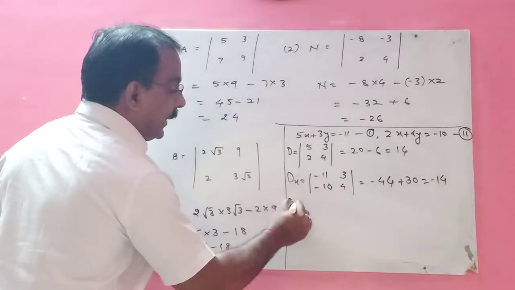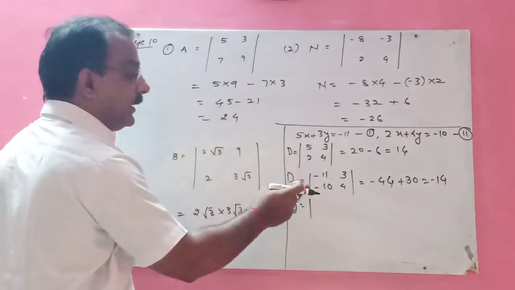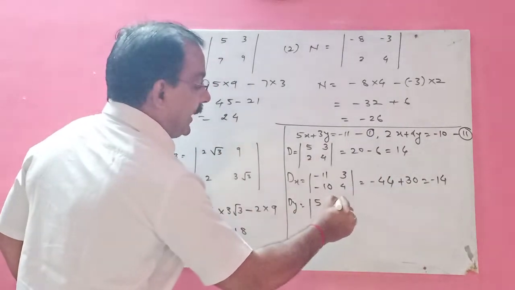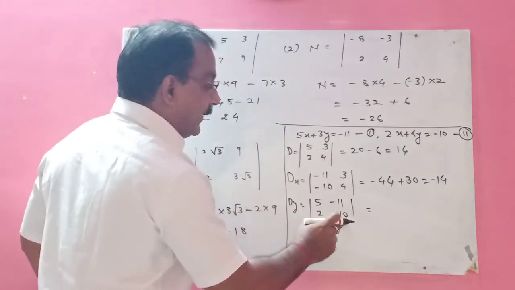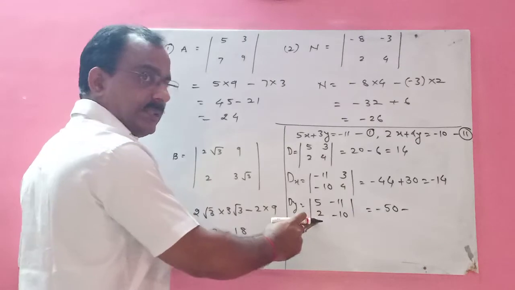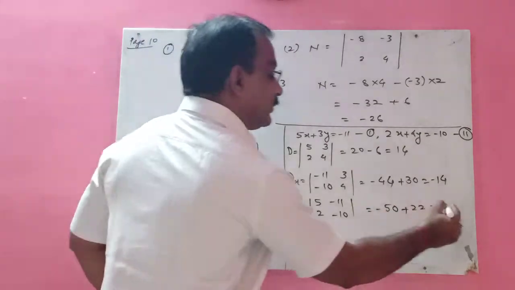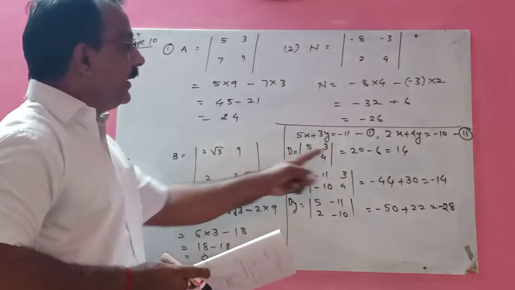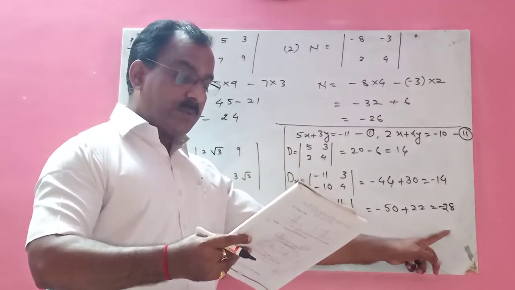Like that, find out dy. So dy in this case, skip the y coefficient from the determinant and replace it by the constant numbers. So write down first the coefficient of x, then the constant numbers minus 11, minus 10, and then multiply. 5 into minus 10 is minus 50, minus 11 into 2 is minus 22, and this minus becomes plus 22. Now 50 minus 22 is 28, sign of the bigger number. So we have d is equal to 14, dx is equal to minus 14 and dy is equal to minus 28.